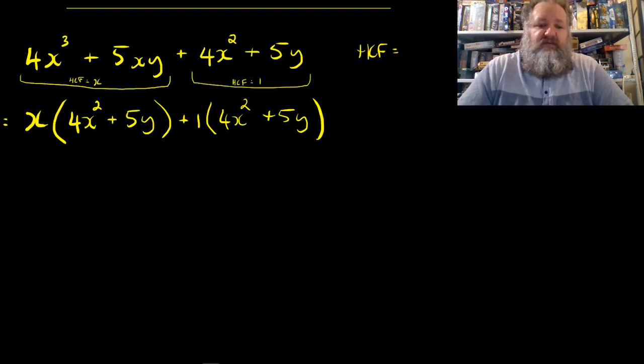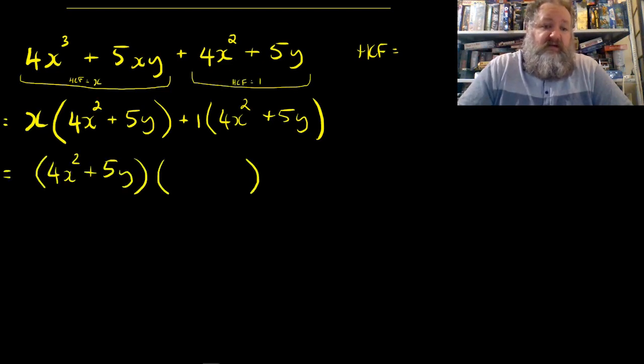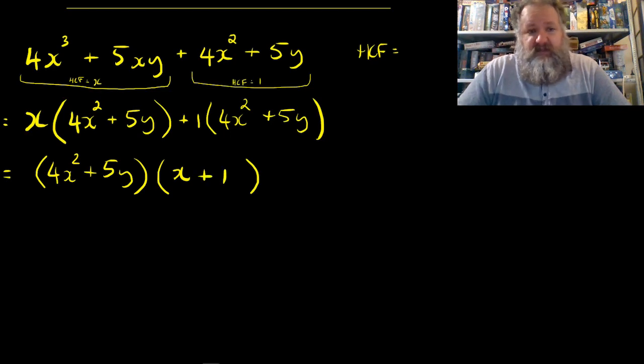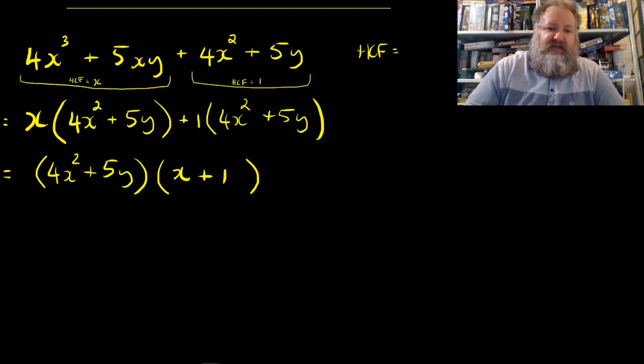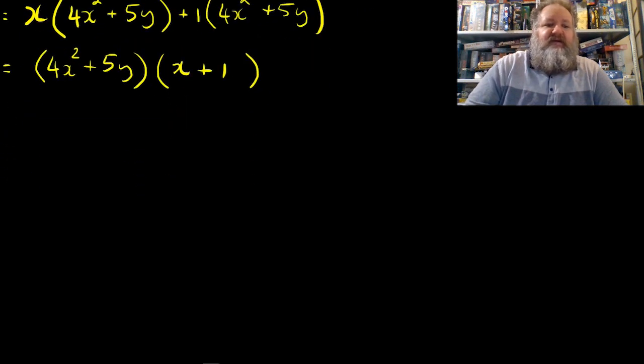I can now rewrite my common factor of 4x squared plus 5y out the front of a new pair of brackets. And what is left will be x plus 1. And now I have factorized that. All right, let's have a look at another one. You can, of course, pause this and rewind this and watch them as you go.